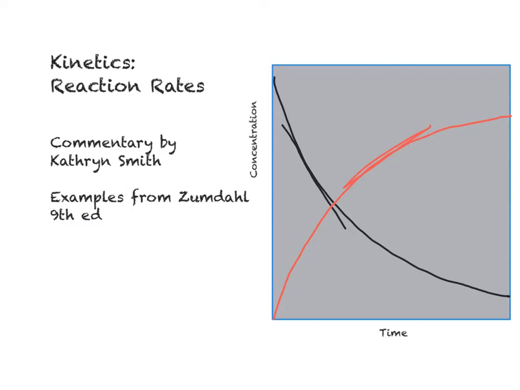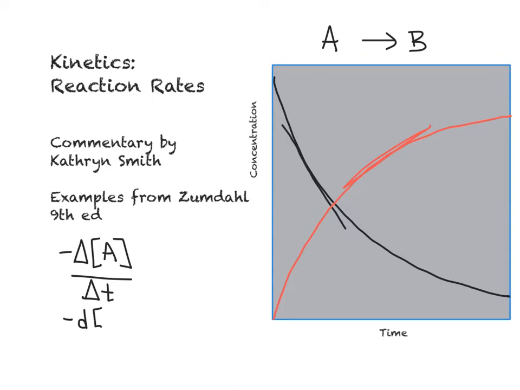Our notation for the change of the concentration over time looks like this, where A is a reactant and B is a product. We'll use the symbol delta for the change in A over the change in time. Or if you're talking about the instantaneous rate of change, you can talk about the derivative using a little d for our change.